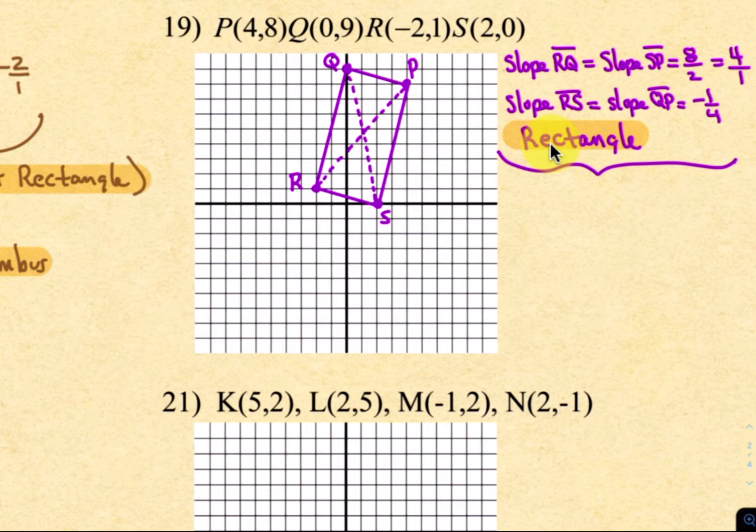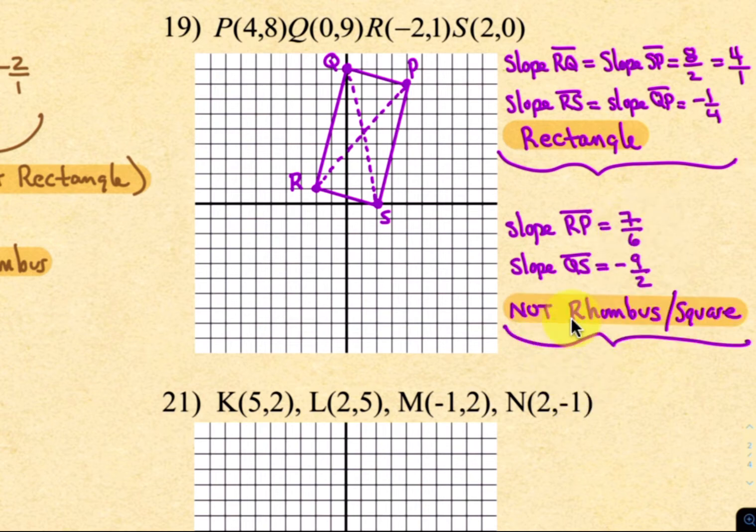But this rectangle could be a rhombus or square, so we have to show that it's not that. So one way to do that is to look at the slope of the diagonal RP and compare it to the diagonal QS. The slope of RP is 7/6, whereas the slope of QS is -9/2. And we see that they are not opposite reciprocals, and therefore this is not a rhombus or a square.